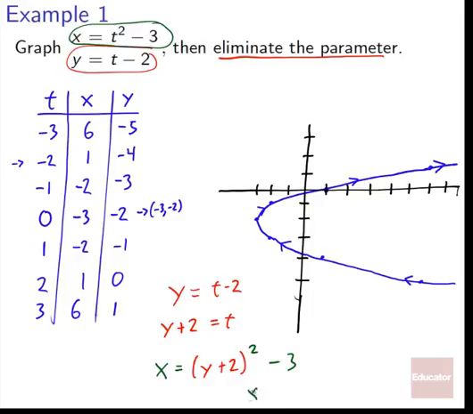So at this point, we've got x equals (y plus 2) squared minus 3, which we could expand if we wanted, but that doesn't really help us understand what's going on any better. So that is a fine answer right there. And if you had to, you could expand (y plus 2) squared minus 3.